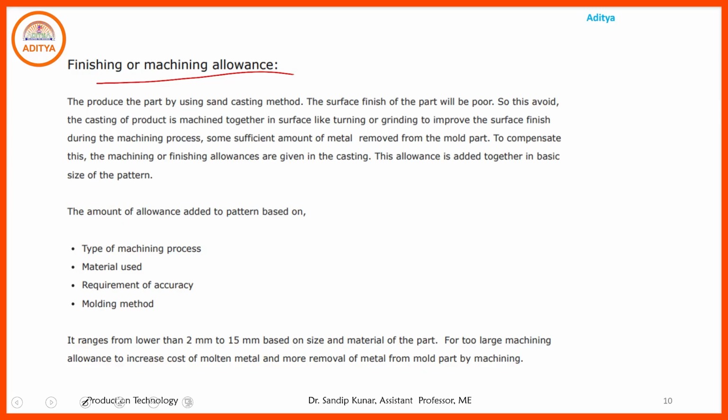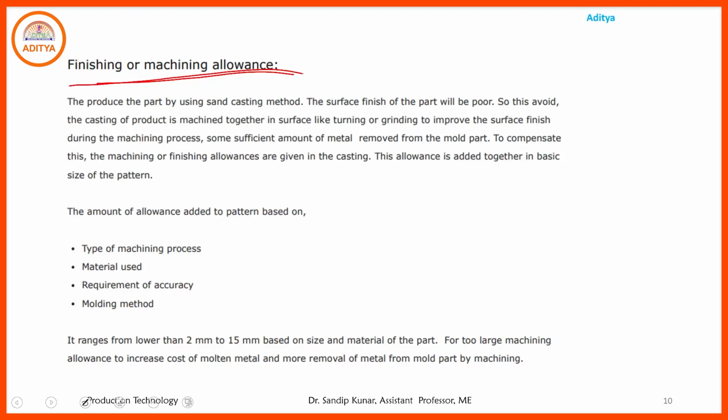And sometimes we generate extra dimension on that particular casting product. So as per the required dimension, it is needed, and that's why we provide machining allowances. What are the processes we use? Turning or grinding, and some other finishing processes, for providing better surface finish to that cast product. By finishing we get better surface quality and better accuracy as per our required dimensions. So that's why we provide machining or finishing allowances to the casting product.